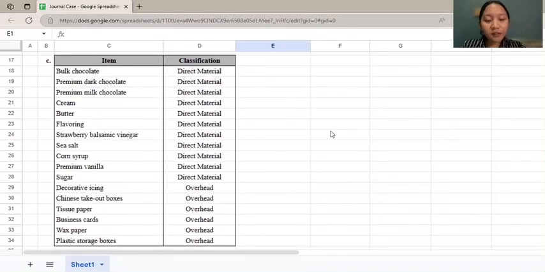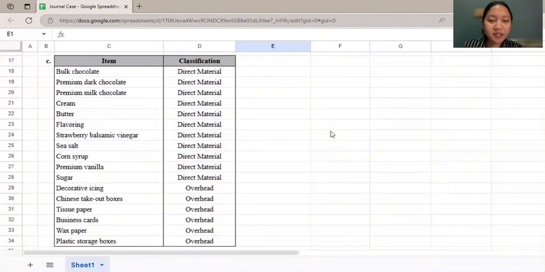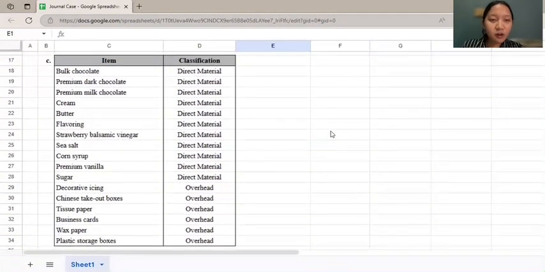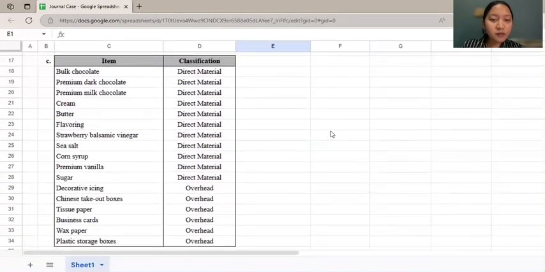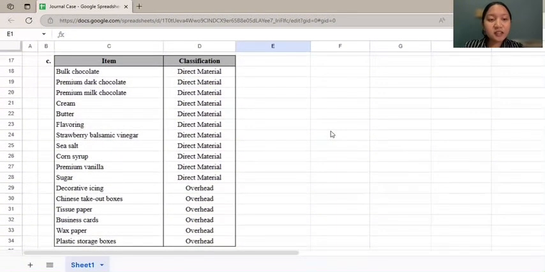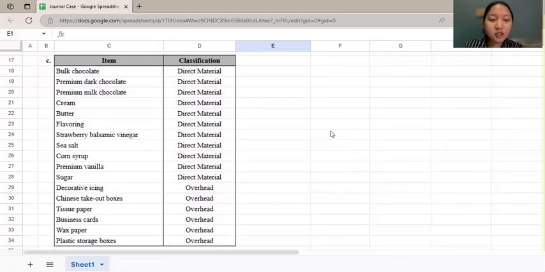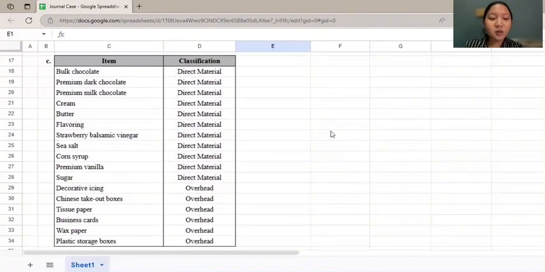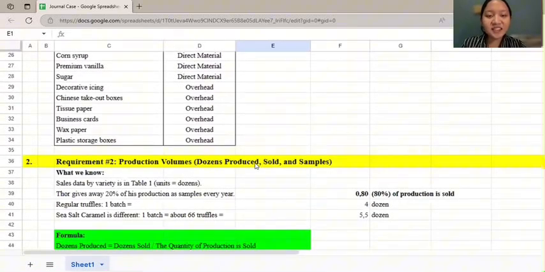And overhead material is defined as the indirect materials that are necessary for the production process, but cannot be directly traced to a specific product. The items classified as overhead material are decorative icing, Chinese takeout box, tissue paper, business cards, wax paper, and plastic storage boxes. Next, please. Next requirement.